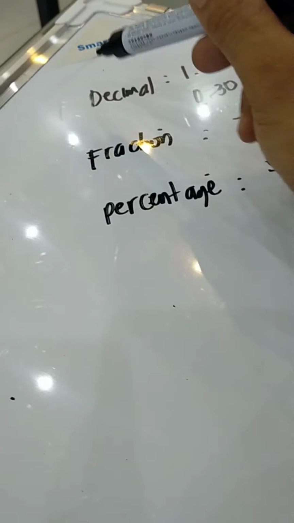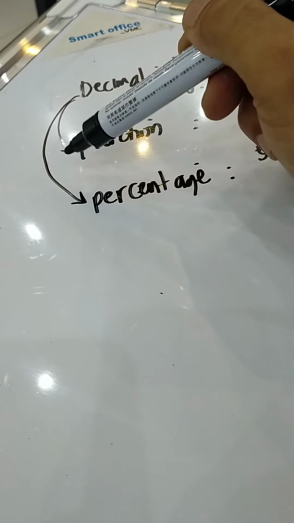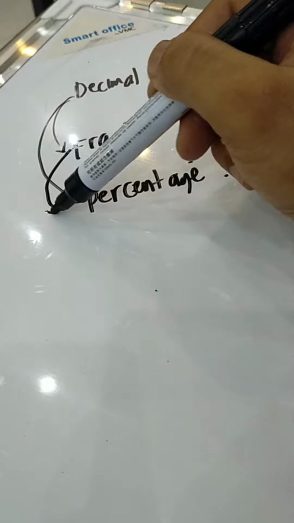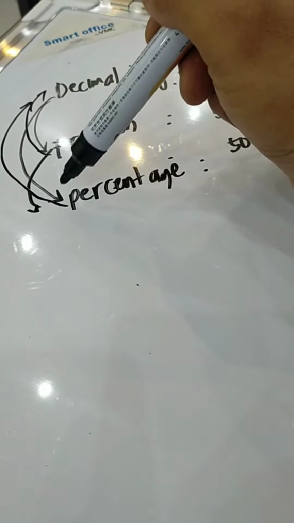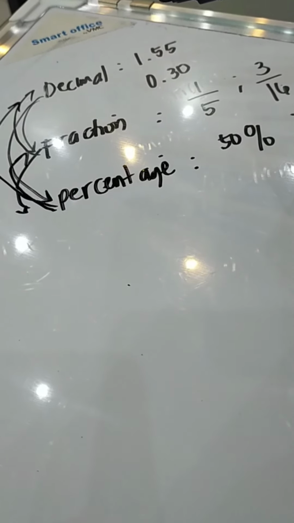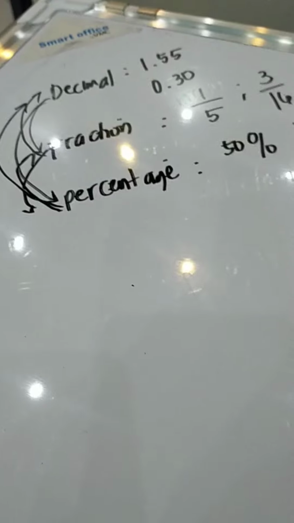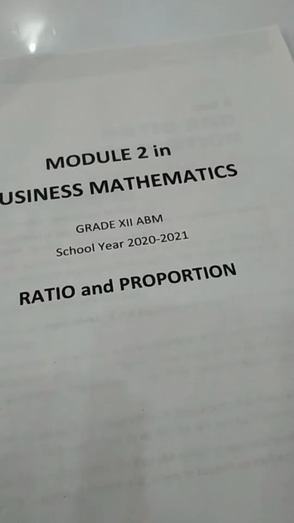And also we discussed how we transform or convert a decimal to a fraction, decimal to percentage, fraction to percentage, fraction to decimal, percentage to decimal, and percentage to fraction. So that's all for the recap. And now we'll go to our second topic, which is ratio and proportion.